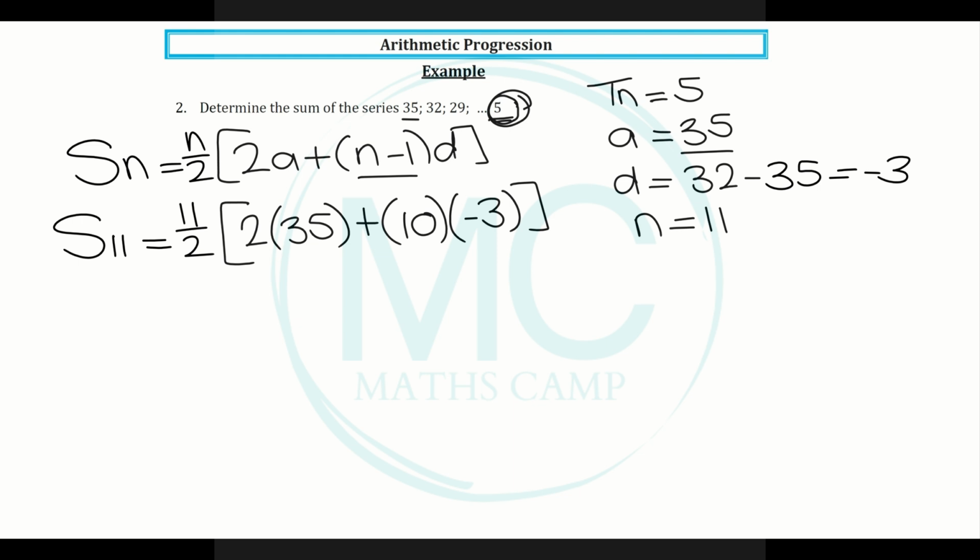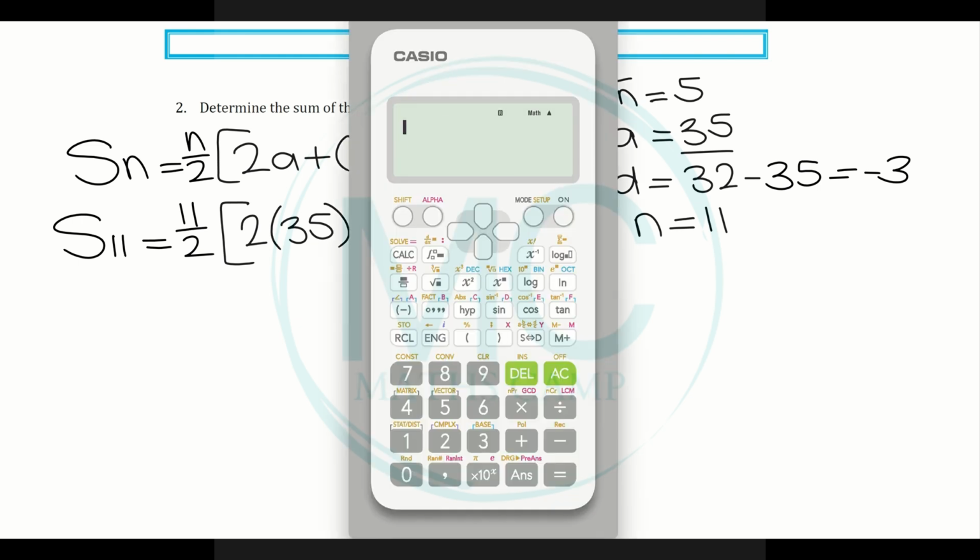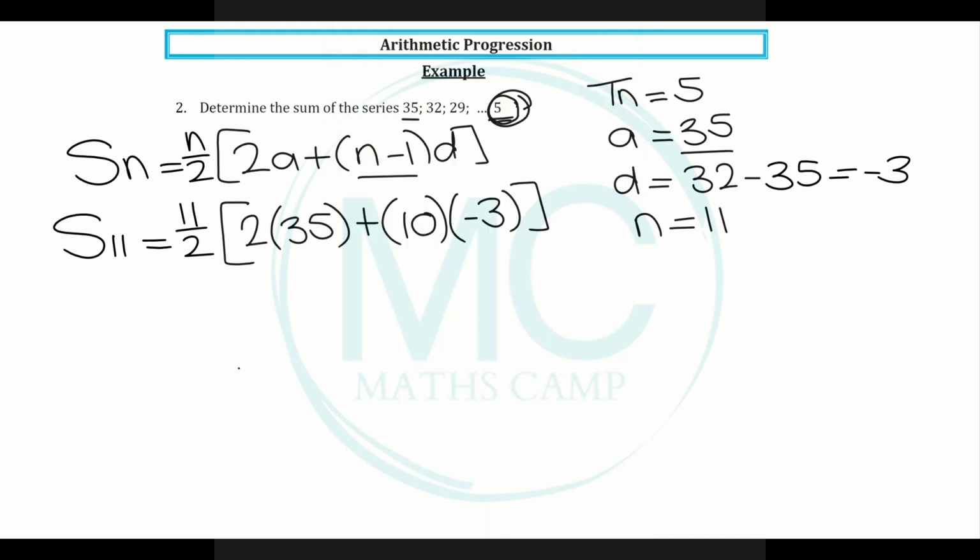Now I can take my calculator. I'm going to say 2 multiplied by 35 plus 10 multiplied by negative 3 is equal to, now I can multiply this by 11 over 2 is equal to 220. This is the sum of the 11 terms. Let's do one more example.